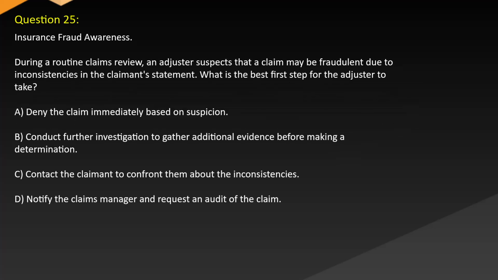Question 25. Insurance fraud awareness. During a routine claims review, an adjuster suspects that a claim may be fraudulent due to inconsistencies in the claimant's statement. What is the best first step for the adjuster to take? A. Deny the claim immediately based on suspicion. B. Conduct further investigation to gather additional evidence before making a determination. C. Contact the claimant to confront them about the inconsistencies. D. Notify the claims manager and request an audit of the claim.